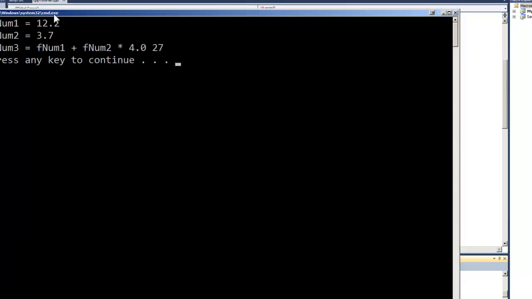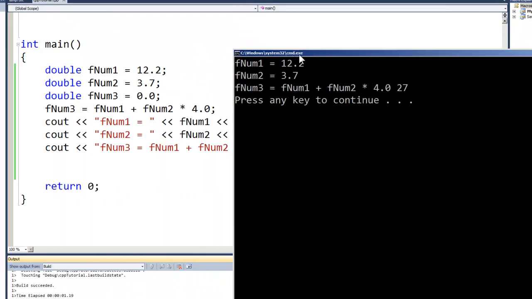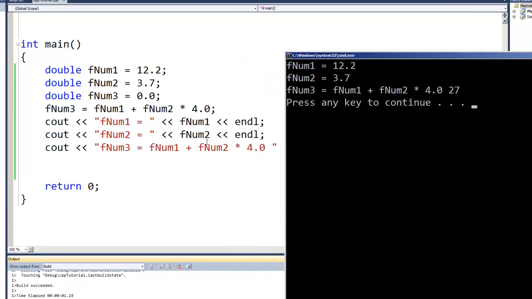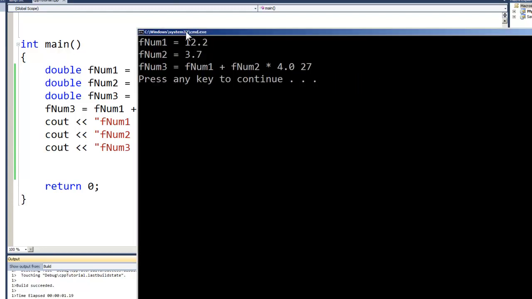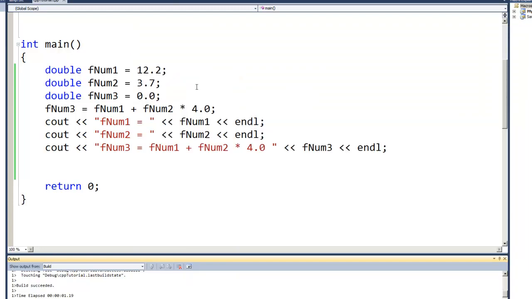And we've got an answer of 27. Well, let's see. fnum2, 3.7 times 4, would be 16 if it was 4, so it's somewhere between 12 and 16. We add that to the 12.2, and so 27 looks like it may be a reasonable number. So you can see here how floating point math goes.